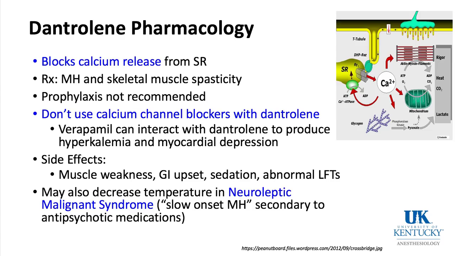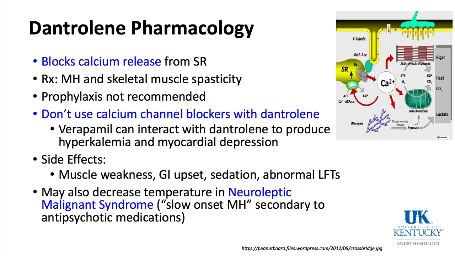So all that calcium that's occurring in the muscle itself during an MH episode now can be taken up by the sarcoplasmic reticulum, and the troponin tropomyosin cross-linking with the rigor of the muscles, the heat production, the carbon dioxide production, the acid production, the lactate production goes down, and the MH hopefully resolves. Prophylaxis with dantrolene in someone who's, quote, MH susceptible is not recommended. We don't do that.